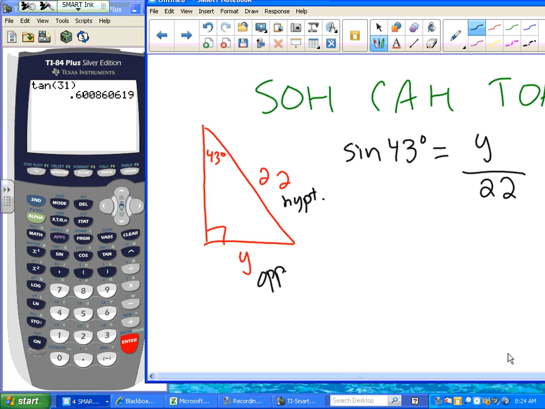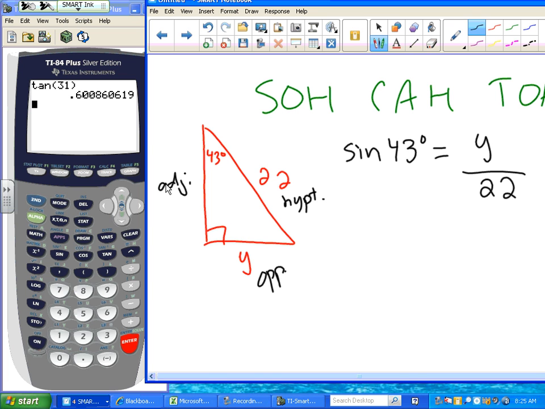Is 22 adjacent to y? Nope, 22 is the hypotenuse. The hypotenuse, remember, deals with this angle. When you have 43 degrees, you're figuring out how this side is related to 43 degrees and how this side is related to 43 degrees. This side is the hypotenuse. This is never the adjacent side. If it's the hypotenuse, it's the hypotenuse. This is the adjacent side, Annalise. Yeah, they do meet, but we don't care because this is the hypotenuse. The hypotenuse is more important than the adjacent side. You can only have one of each. You have one opposite, one adjacent, and one hypotenuse.